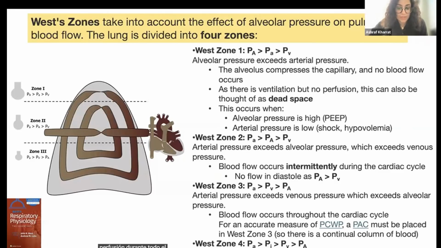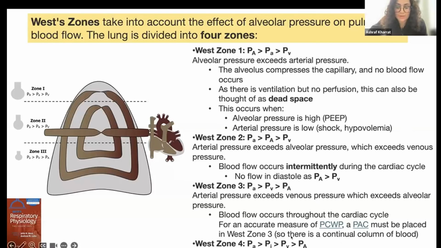And then West Zone 3 is when both arterial and venous pressure exceed alveolar pressure. So this allows for continuous blood flow throughout the lung. Most of the time, most of the lung looks like this. And this is why we're able to obtain a capillary wedge pressure. Obviously, we can't do it in our babies, but in older children and adults, they're obtained through optimizing that West Zone 3 because there's a continuous column of blood and they're able to obtain a capillary wedge pressure for pulmonary hypertension estimation.